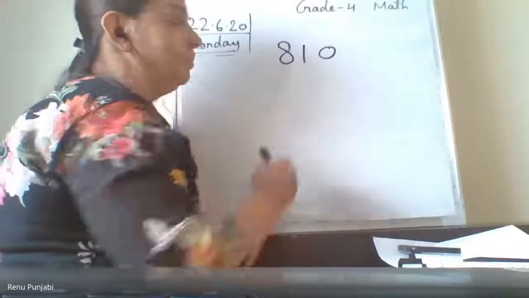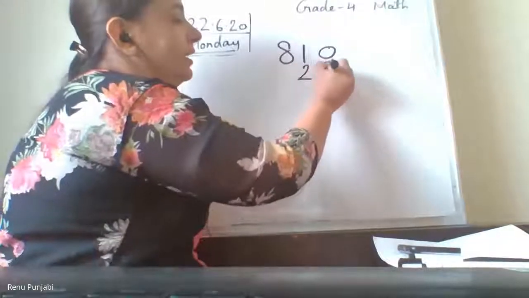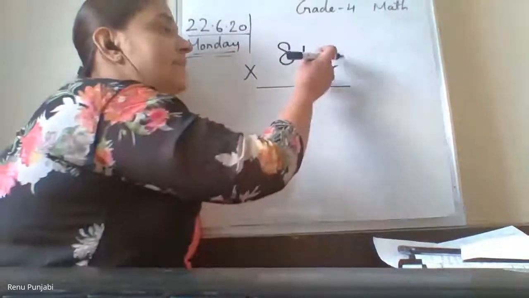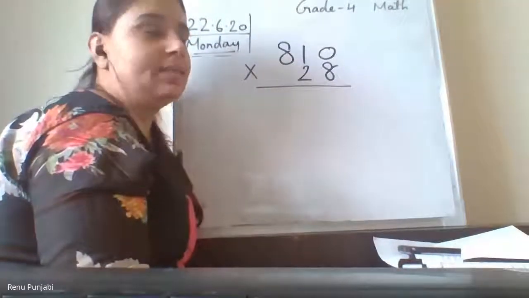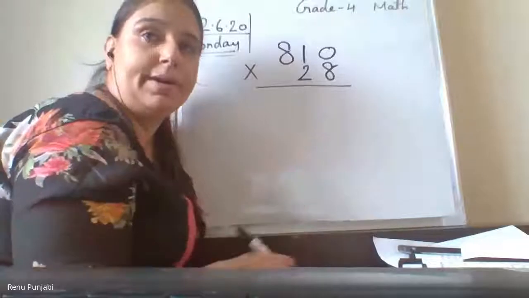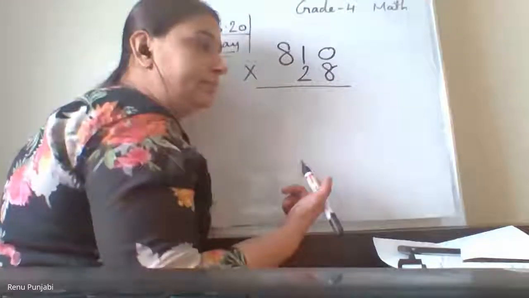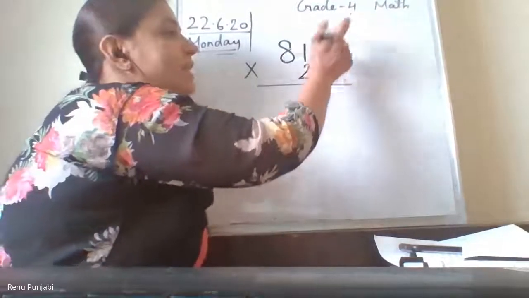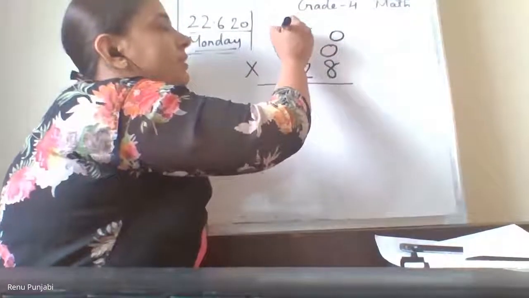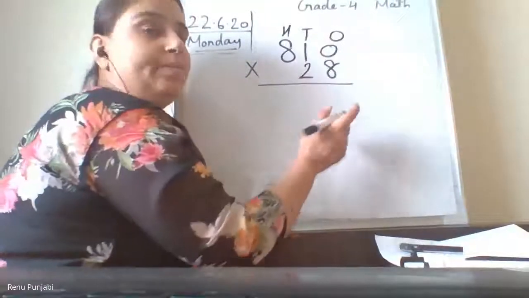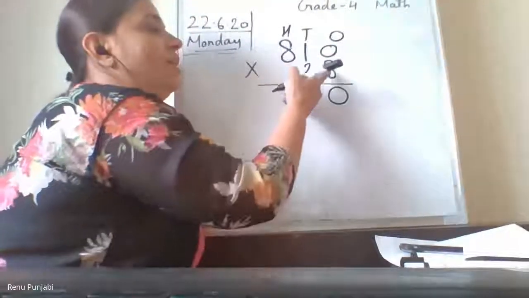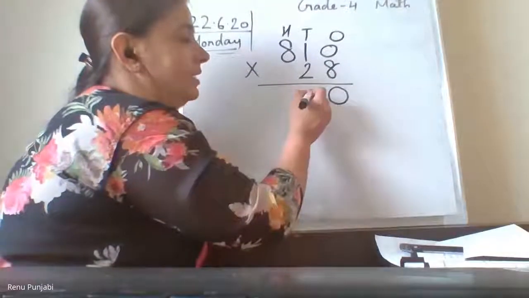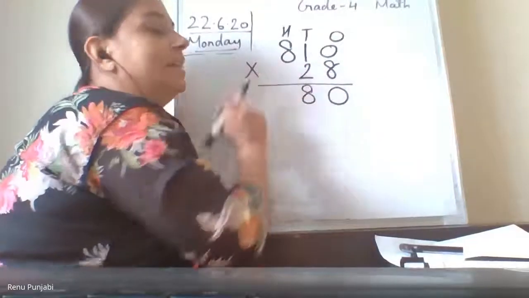That is 810 multiplied by 28. Now, as I explained to you the properties of multiplication, the 0 property, the property of 1, here you have to apply. So any number multiplied by 0, first you put the values. 8 zeros are 0. Now here multiply with the 1. 8 ones are 8. 8 eights are 64.